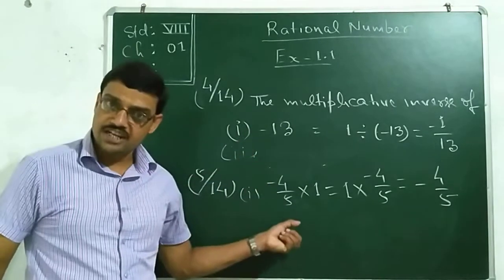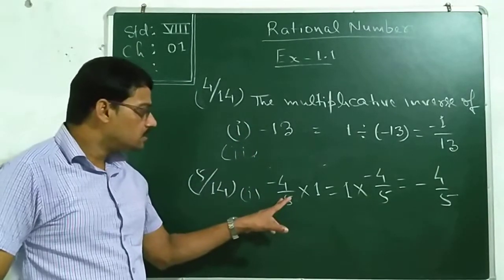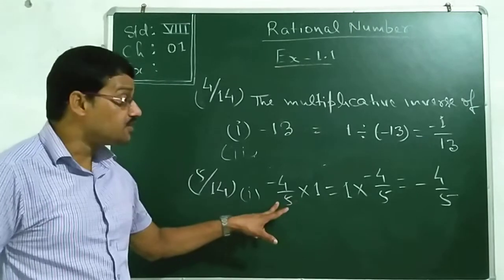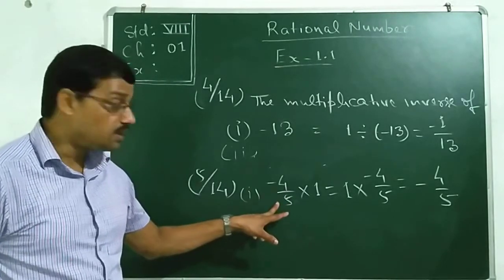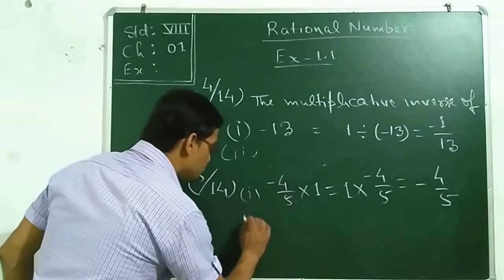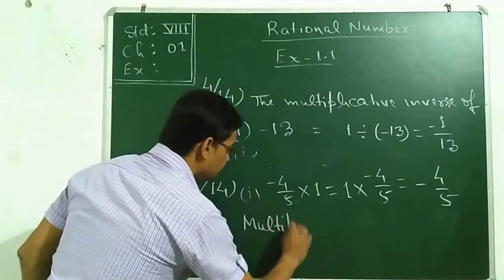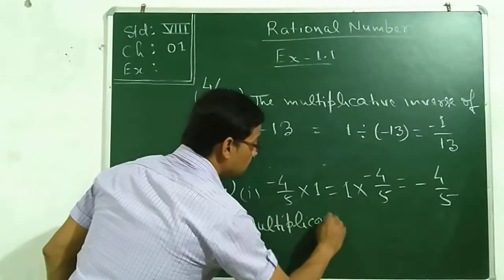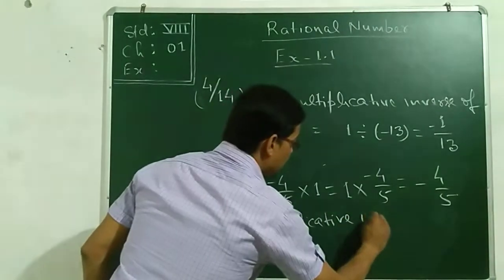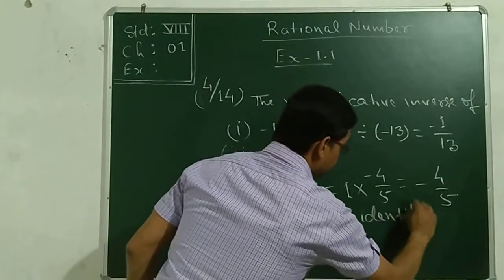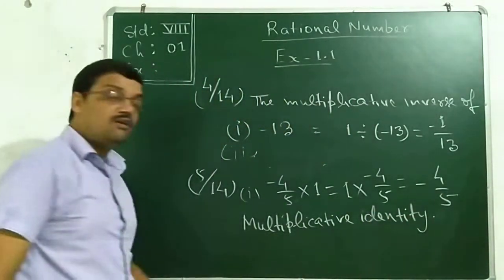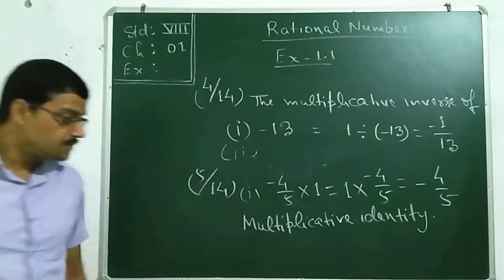Amongst the properties I had explained to you, the multiplicative identity is 1. So the property used is multiplicative identity. Multiplication by 1 gives the same real number.